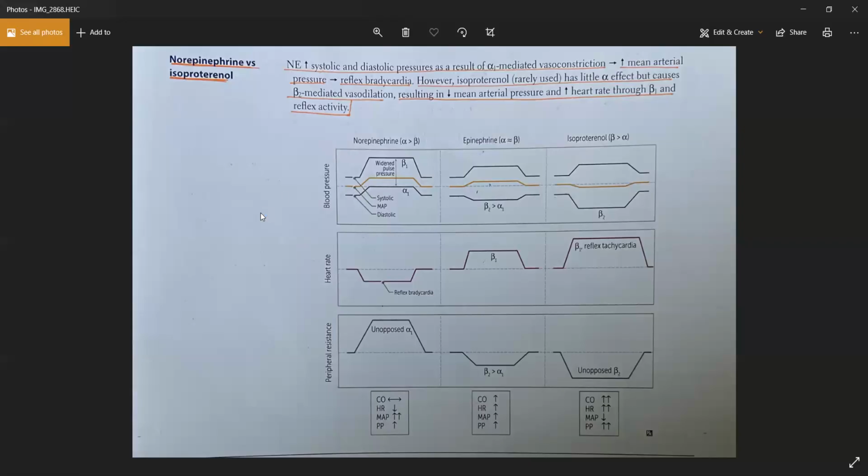Yes. Okay. So any other doubt on this page? The epinephrine causing an increase in blood pressure. Why is that? Can you explain once?